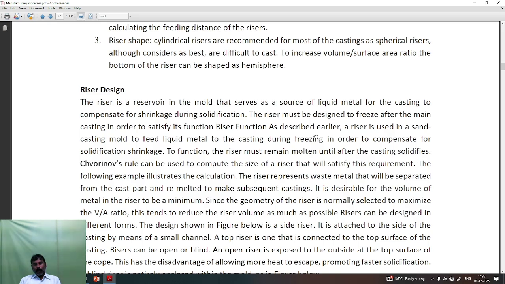One design is the side riser. It is attached to the side of the casting by means of a small channel. A top riser is one that is connected to the top surface of the casting. A riser can be open or blind. An open riser is exposed to the outside at the top surface of the cope. This has the disadvantage of allowing more heat to escape. That is important.